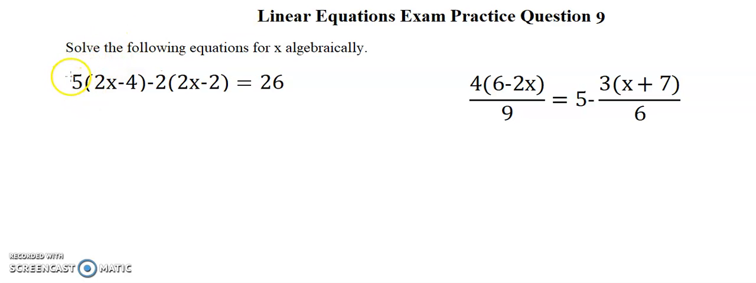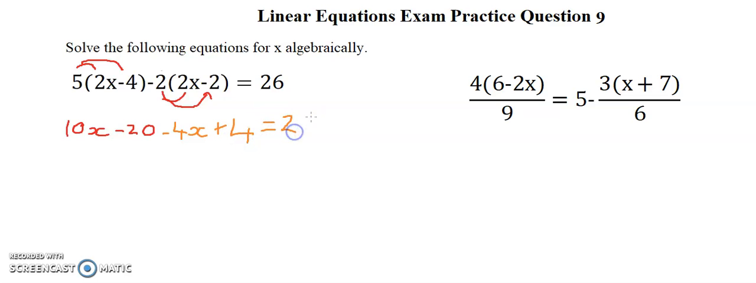That means this 5 must times with everything inside the brackets, and this negative 2 times everything inside the brackets. So 5 times 2x is 10x. 5 times negative 4 is negative 20. Then I've got negative 2 times 2x is negative 4x. And negative 2 times negative 2 is positive 4, and it equals 26.